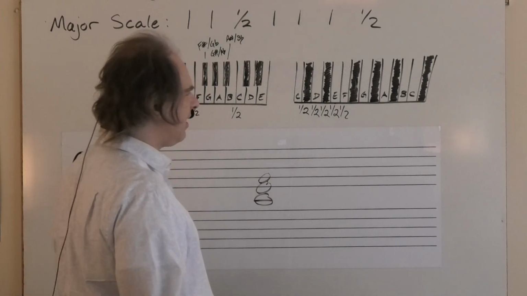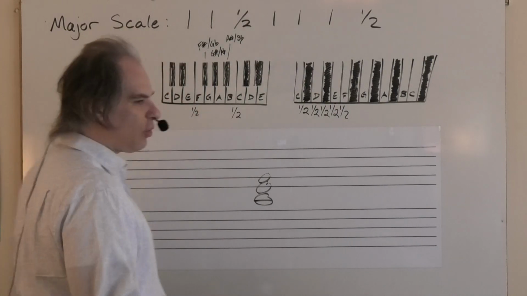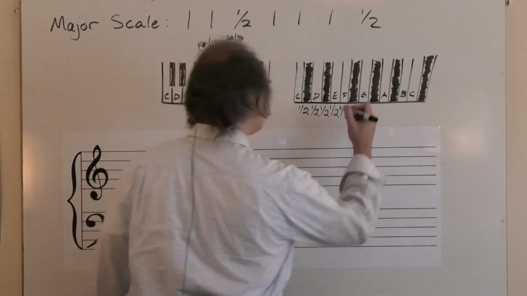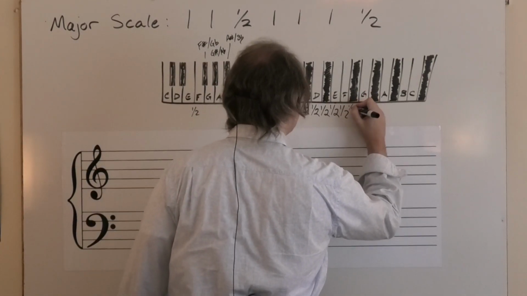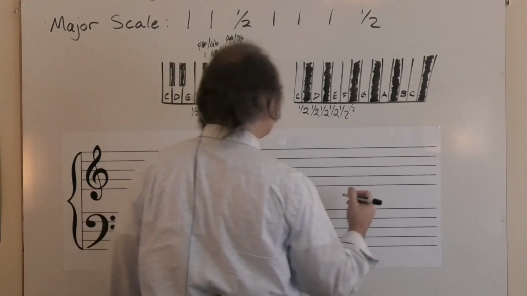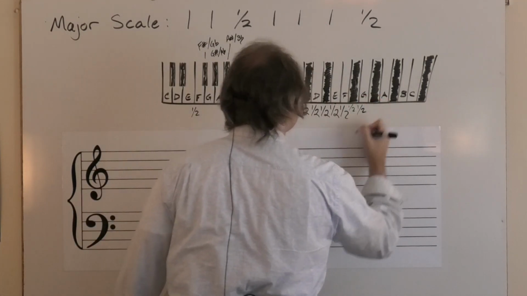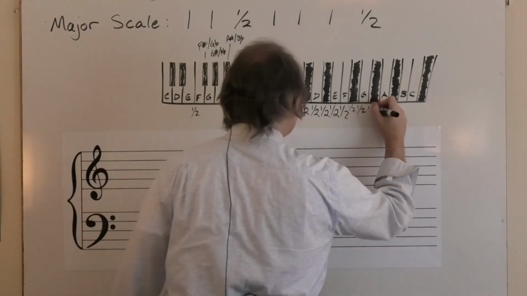People say, well, why didn't they call C A? Well, because they weren't playing in major back then. They were playing in minor. It was a very dark time, I guess. It was just minor. And so each of these is a half step, okay?